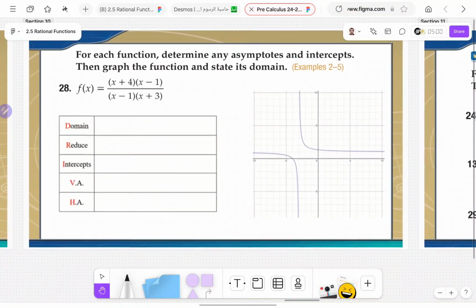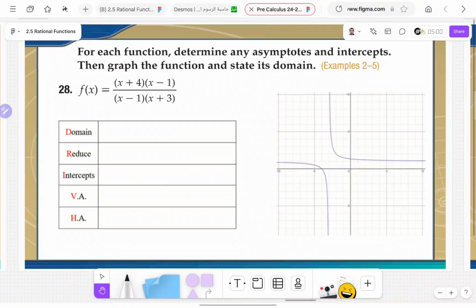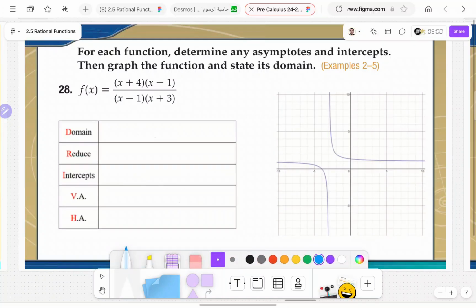Okay, now here we have the last example, about if you have some holes. If you look at this example, for the domain, x minus 1 and x plus 3 equal 0. So x minus 1 equals 0, x equals 1. x plus 3 equals 0, so x is equal to minus 3. So as you can see, the domain is from negative infinity to negative 3, union, from 1 to positive infinity.